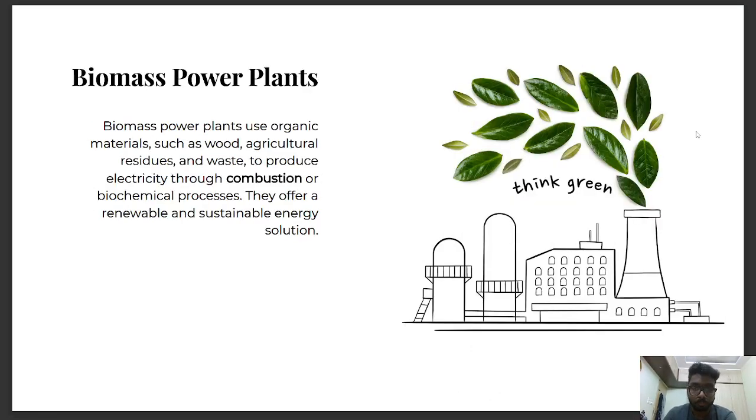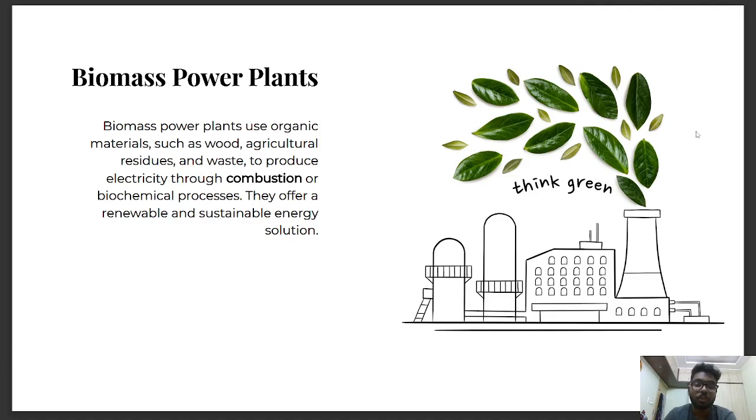Power plants. Biomass power plants use organic materials such as wood, agricultural residues, and waste to produce electricity through combustion and biochemical process. They offer a renewable and sustainable energy solution.